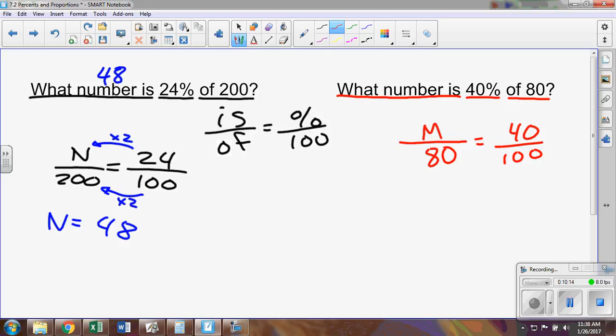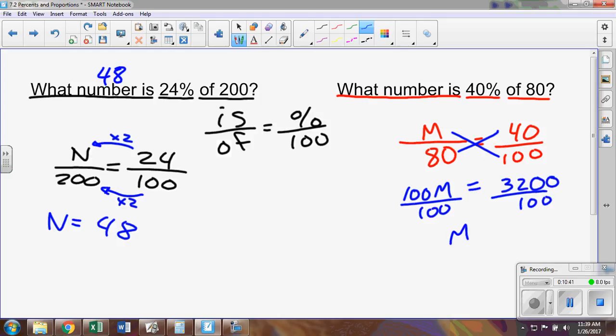My preference would be to simplify 40 over 100 just because I want smaller numbers. But we don't always have to do things the way that I like them. We can cross multiply. There's nothing wrong with that. So 100 times m, 100m, equals 80 times 40. 8 times 4 is 32. Put on our two zeros for 80 and 40. Divide out by 100, and we've got 32. 32 is 40% of 80. And there we're finished.